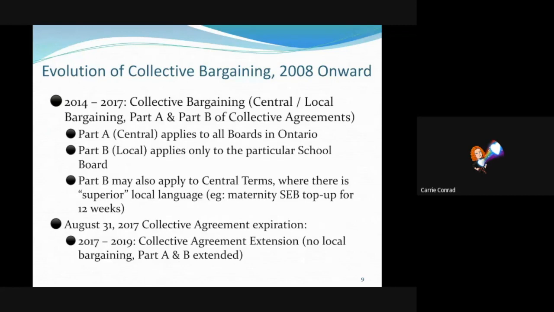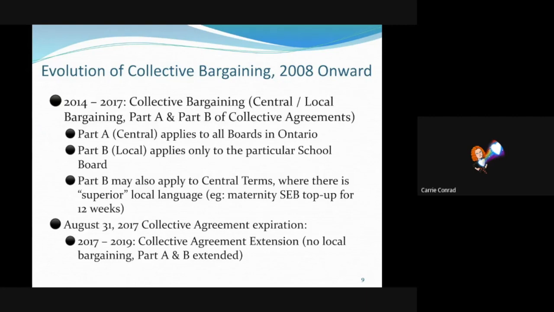In 2014-2017, this was essentially the first locally and centrally bargained collective agreement which identified Part A, the central agreements which apply to all boards in Ontario, and Part B, the local terms which apply to that particular school board. It's very important to know that Part B local terms may also apply to the central terms where the local terms provide superior language, such as a local school board may have provided for supplemental employment benefit top-up for maternity leave for up to 12 weeks, where the central agreement provides the said benefits for 8 weeks.